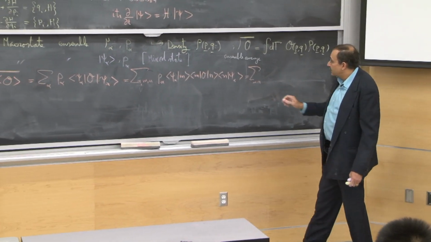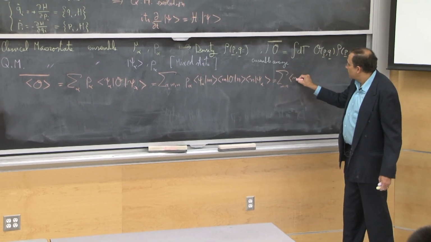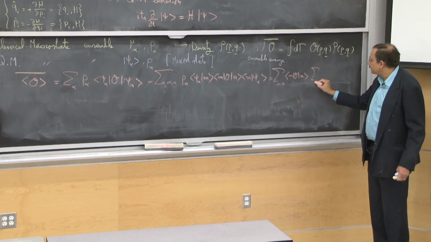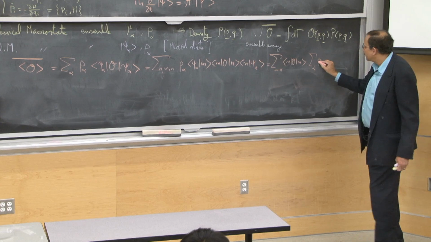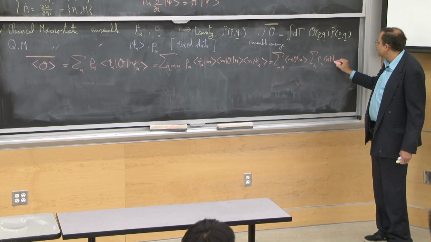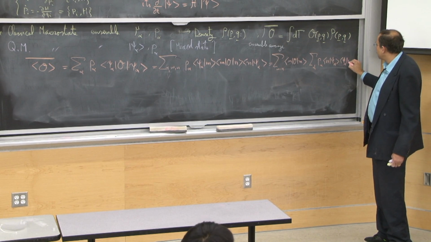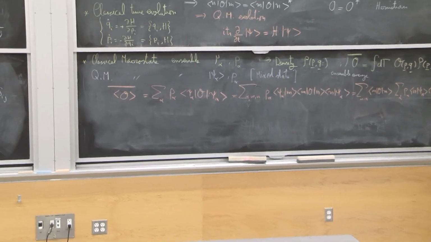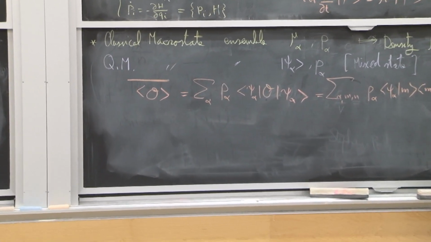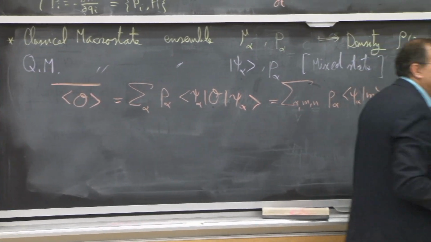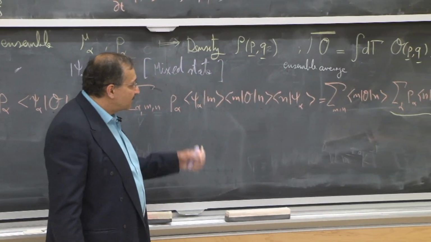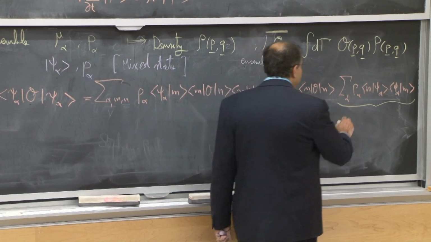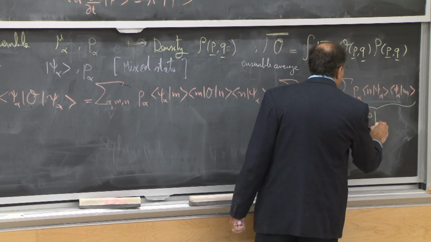So what do I have? I have m, O, n, and then I have a sum over alpha of p alpha, n, psi alpha m. Okay? So what I will do, this quantity that alpha is summed over, it depends on the two indices n and m. I can give it a name. I can call it n rho m.